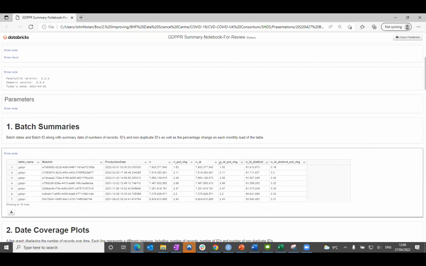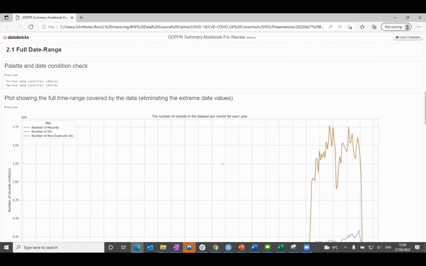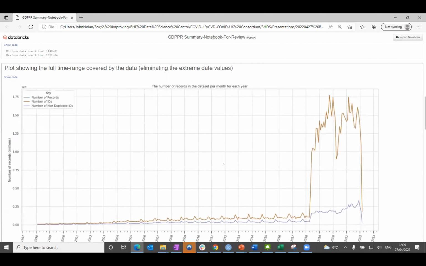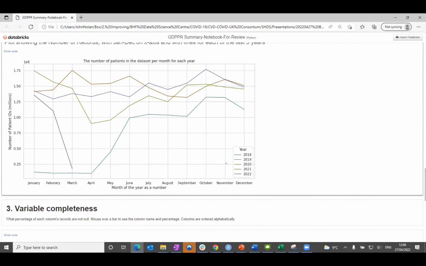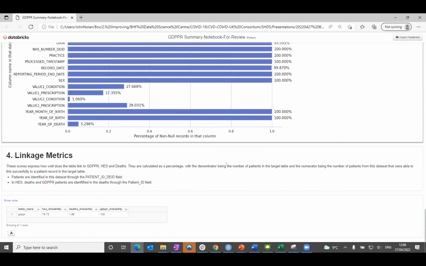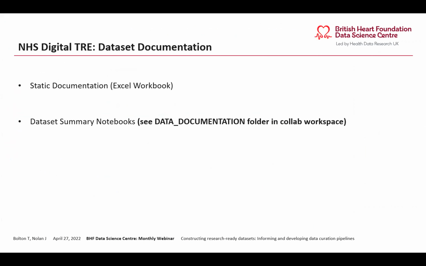The notebooks contain batch summaries where you can find record and patient counts and see how these have changed in the latest updates. Also plots showing the data coverage to help with project scoping, and also plots which help with identifying censor dates for each data set. Finally, variable completeness plots, and again, the linkage metrics to other key data sets. In the data documentation folder now, there are notebooks for GDPPR, HES APC and BESS, and the Data Wrangler team will be rolling out these summary notebooks for all data sets in the coming days and weeks.